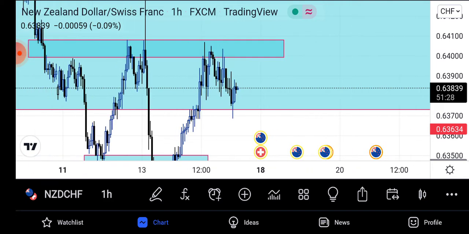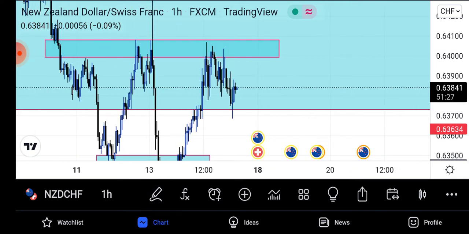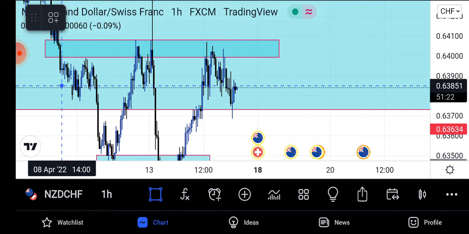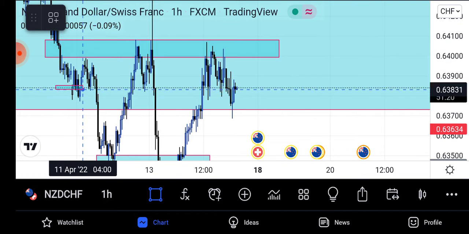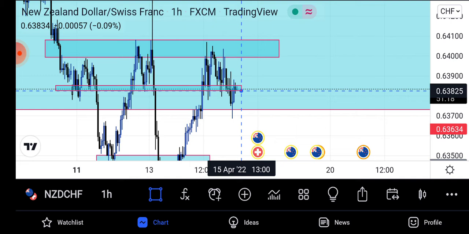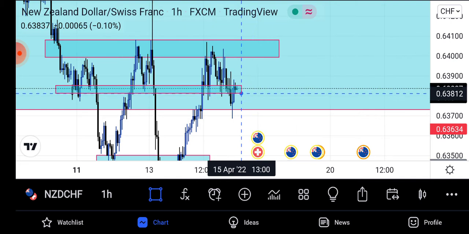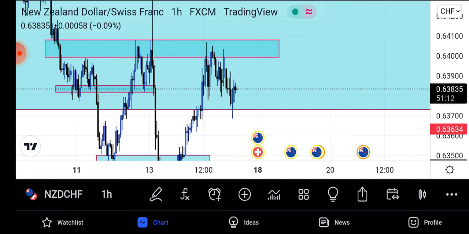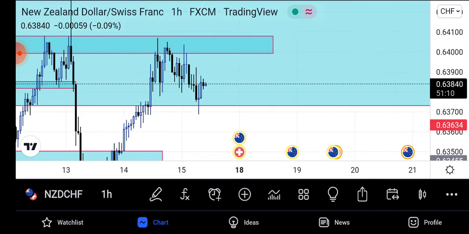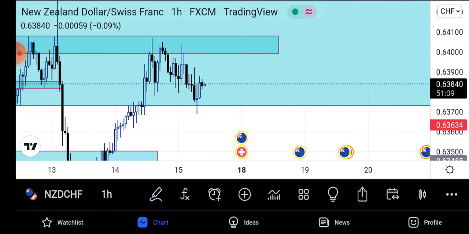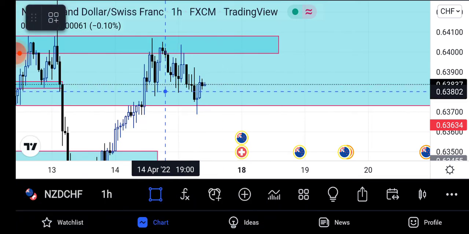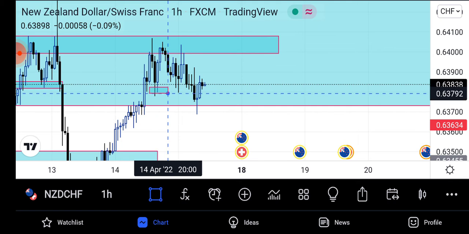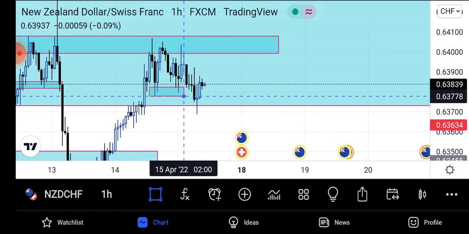I'm seeing a little bit of resistance here, but you could see the market is literally destroying it. At this point, let me just hold it down here, because the market destroyed it later on and formed a little bit of a support here. Right.